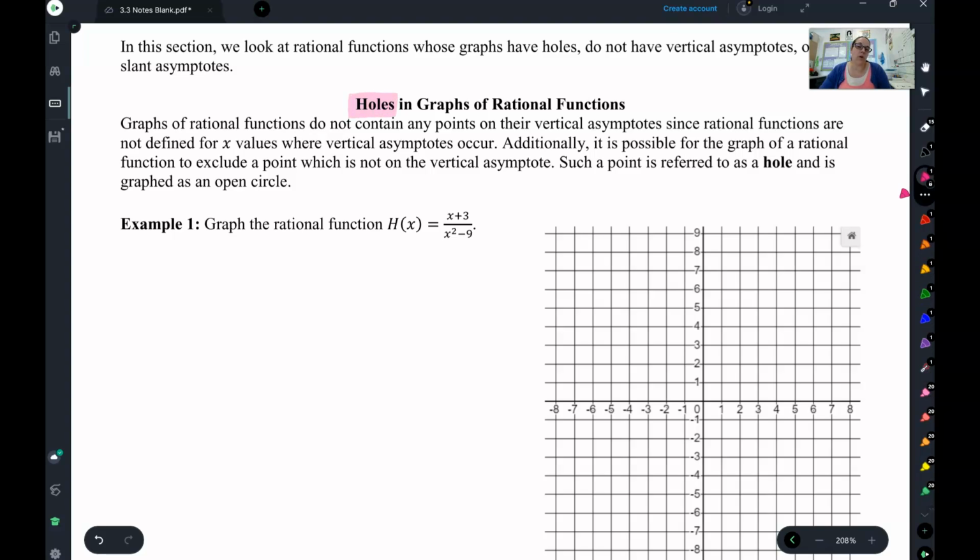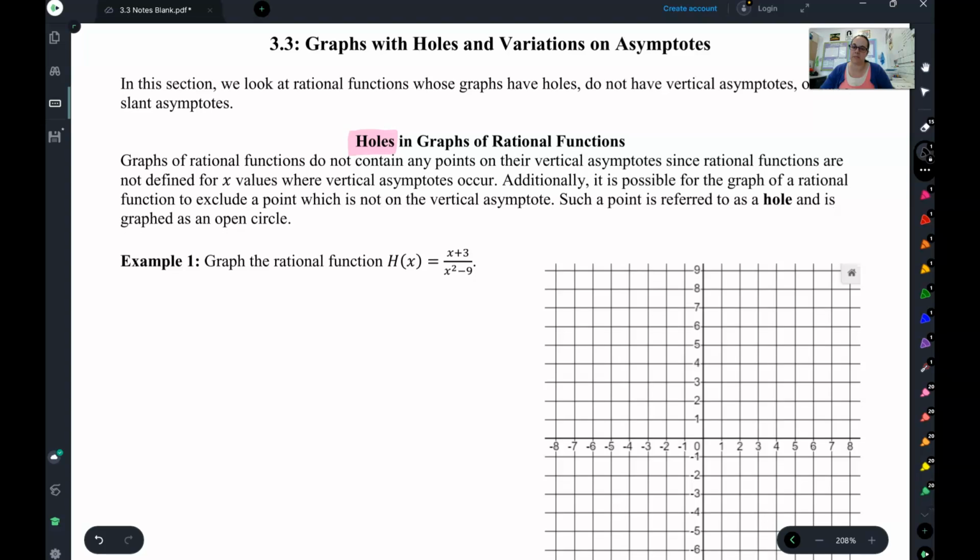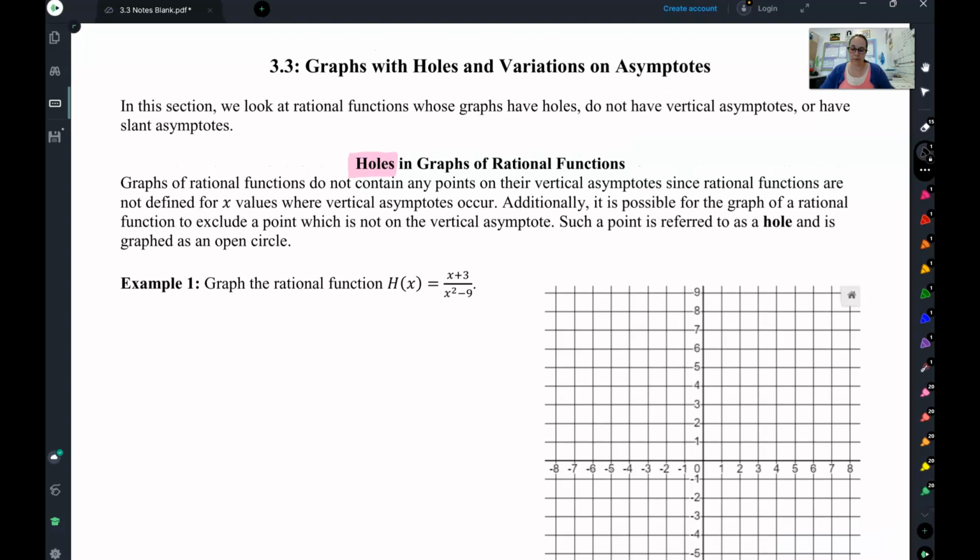Now, first thing you need to know about a hole. A hole is a point on a graph that doesn't exist. So usually you'll have some kind of graph like this, and then it will have a hole in it, and then the graph will keep going. So a hole is an open circle at a specific point. And a hole happens when anything cancels on top and bottom. If anything cancels on top and bottom, that's going to create a hole.